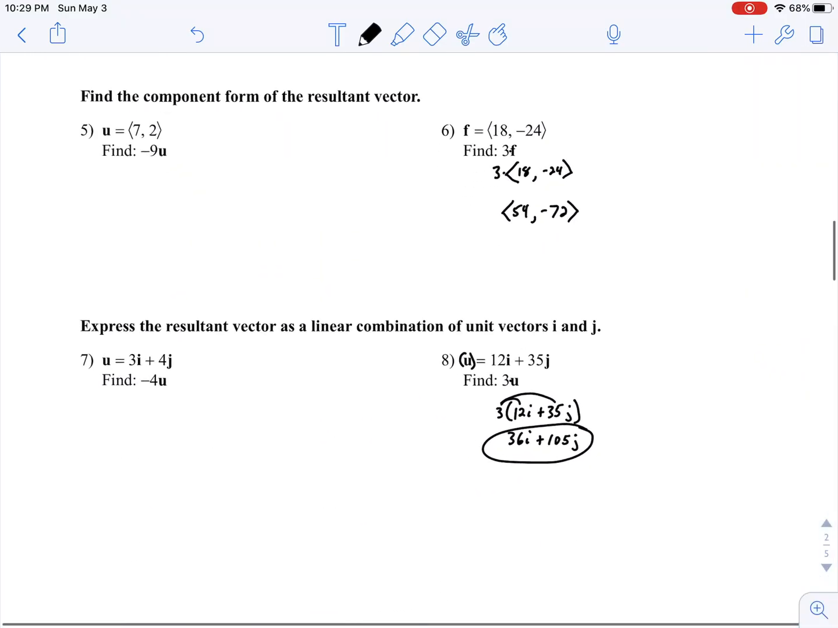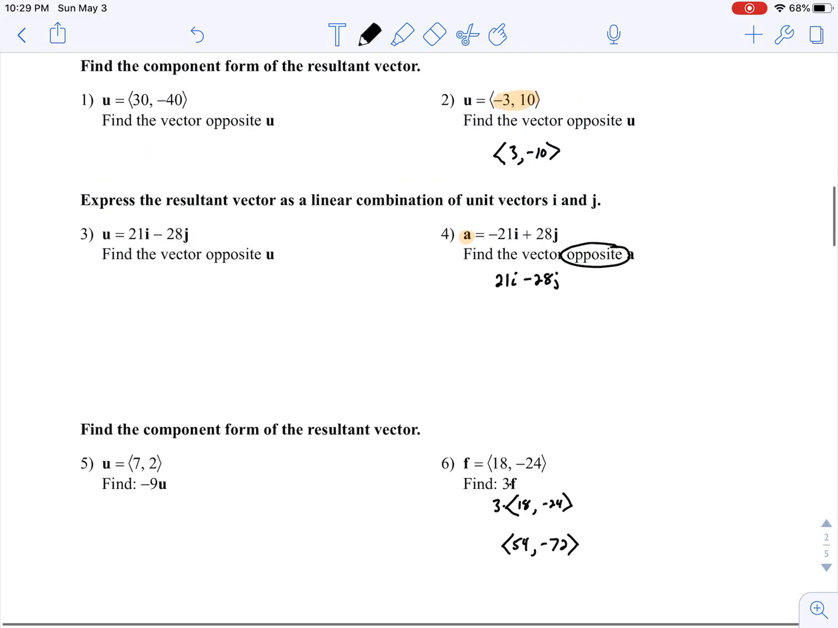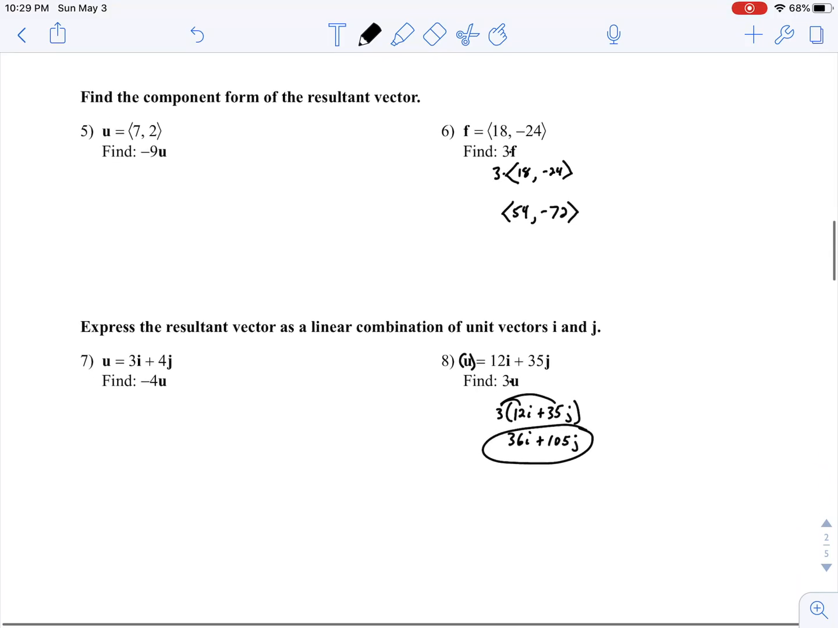So the first page of your assignment, yes, there's 8 problems. Might seem like a lot, but you can crank out 1 and 2 in just a few seconds. 6 and 8, maybe a few more seconds, but not too bad.